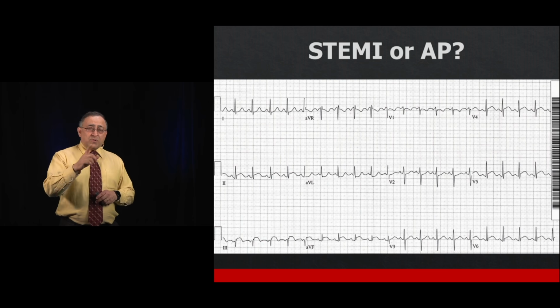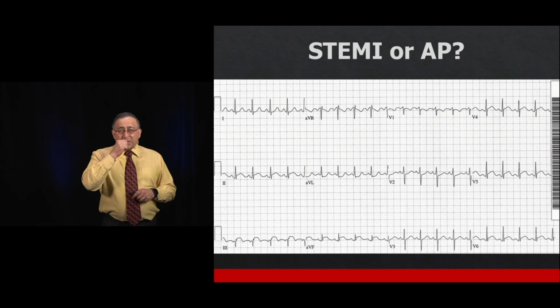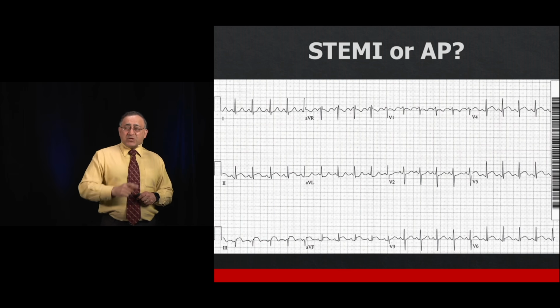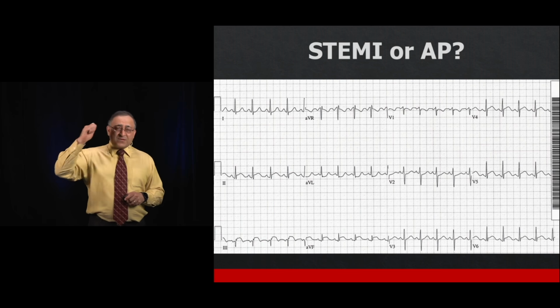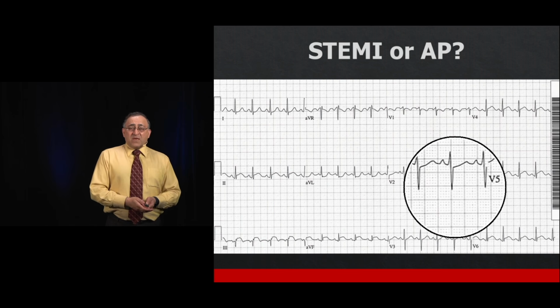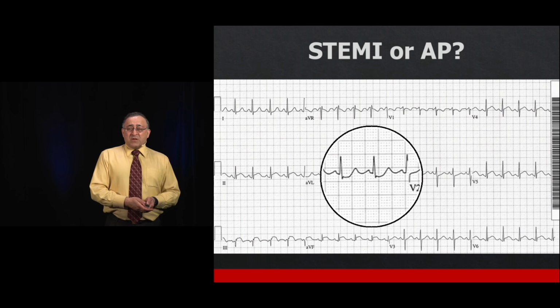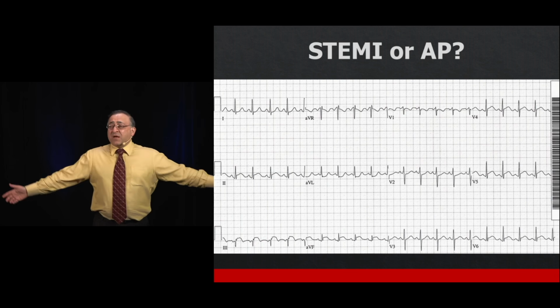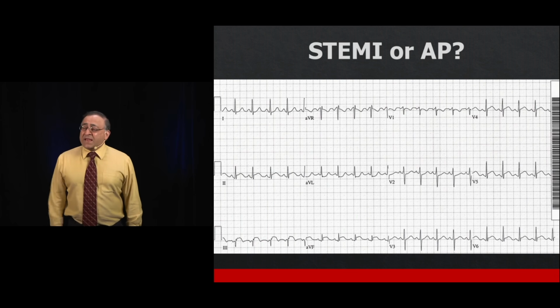So take a look. We'll ignore AVR and ignore V1. Do you see any ST depression in any of your other 10 leads? And the answer is yes. AVL shows ST depression, and V2 has ST depression. You're done. This is a STEMI. You don't need to look any further.